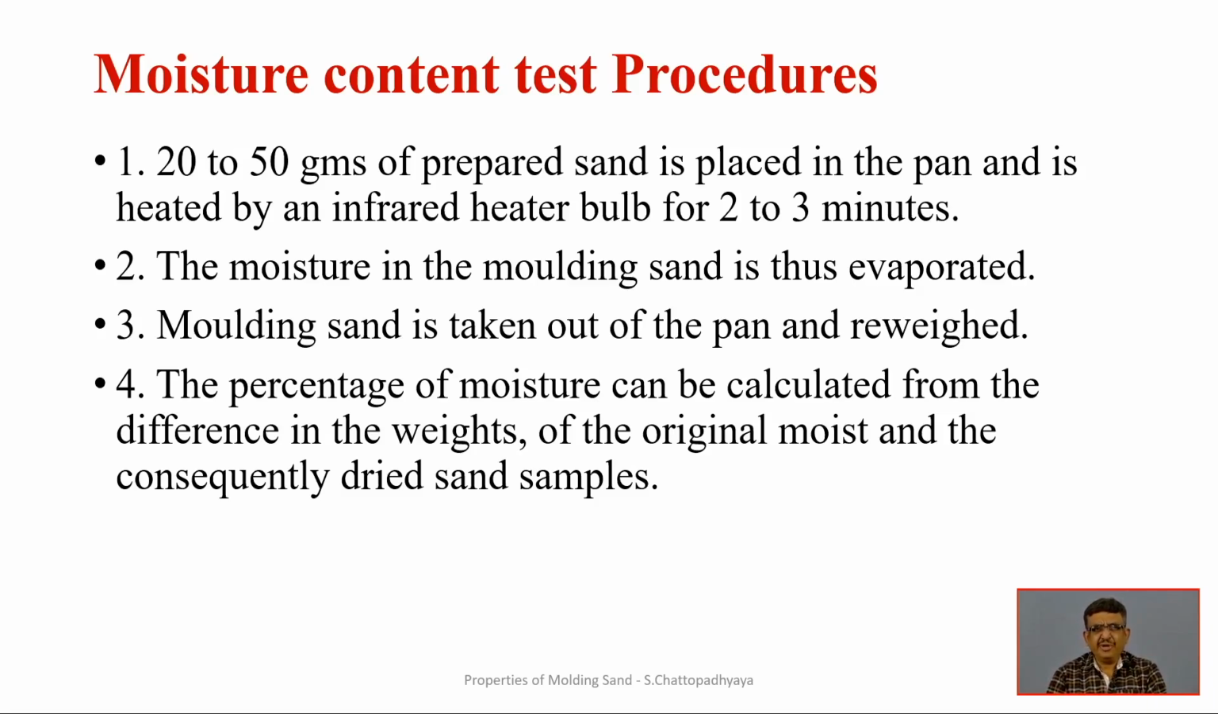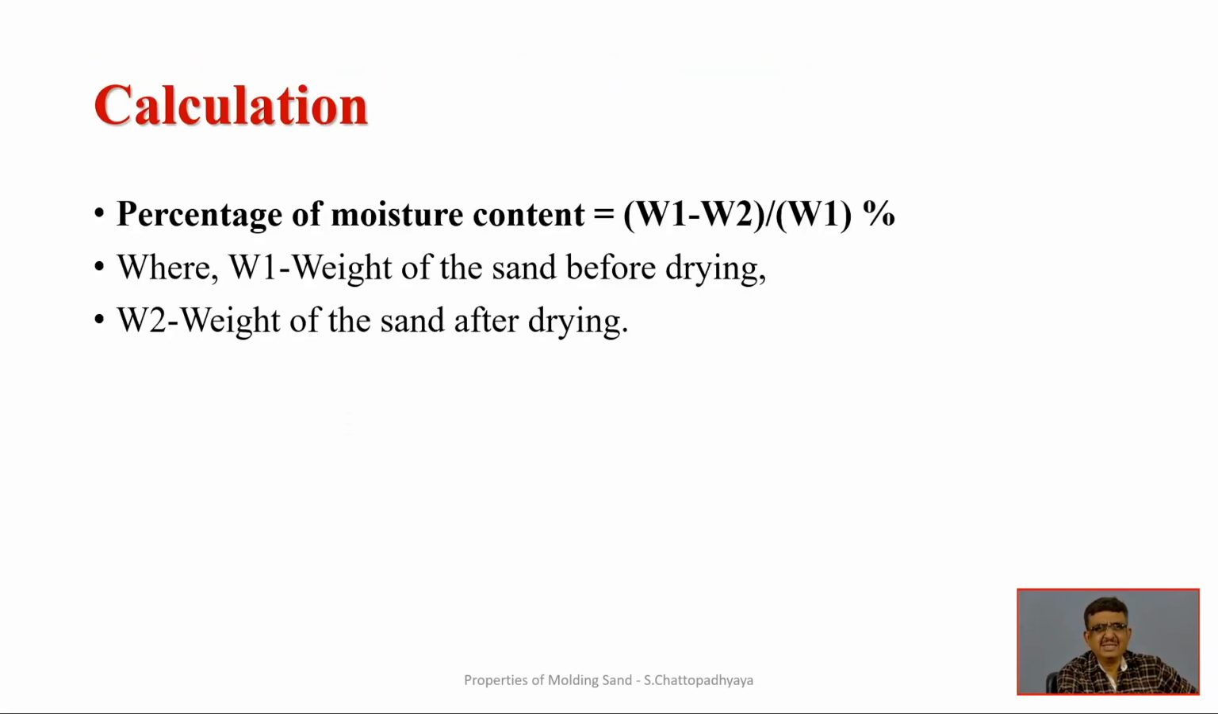So 20 to 50 grams of prepared sand is placed in the pan and heated by an infrared heating bulb for 2 to 3 minutes. The moisture in the molding sand is thus evaporated, and the molding sand is taken out of the pan and reweighed. All those things associated with that have to be covered in order to carry out the moisture content tests. Because of the weight difference one can find out how much water is there, and that moisture is the possibility of steam formation. On the basis of these things, the moisture content can be assessed in a tangible way.